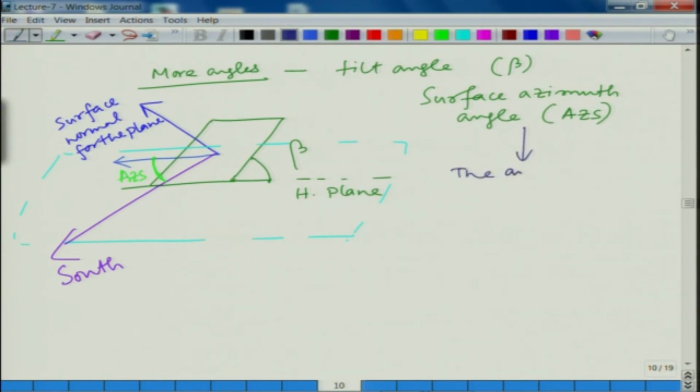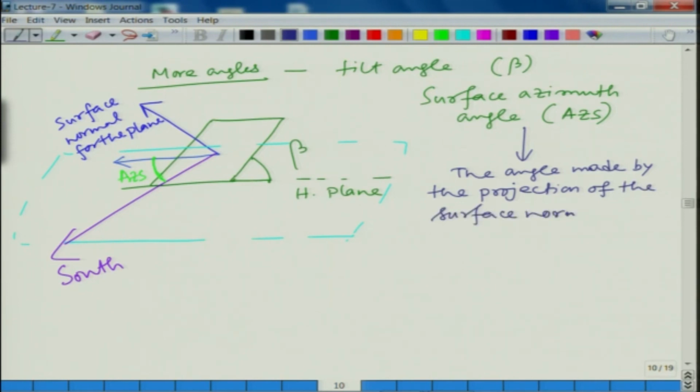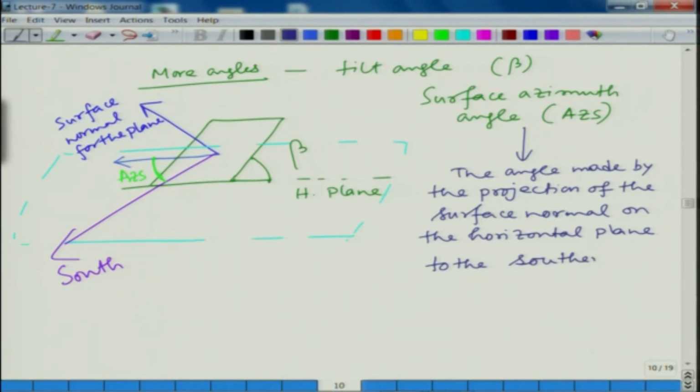So, the angle made by the projection of the surface normal on the horizontal plane, made by this projection to the southern direction. Okay, that is called the surface azimuth angle.